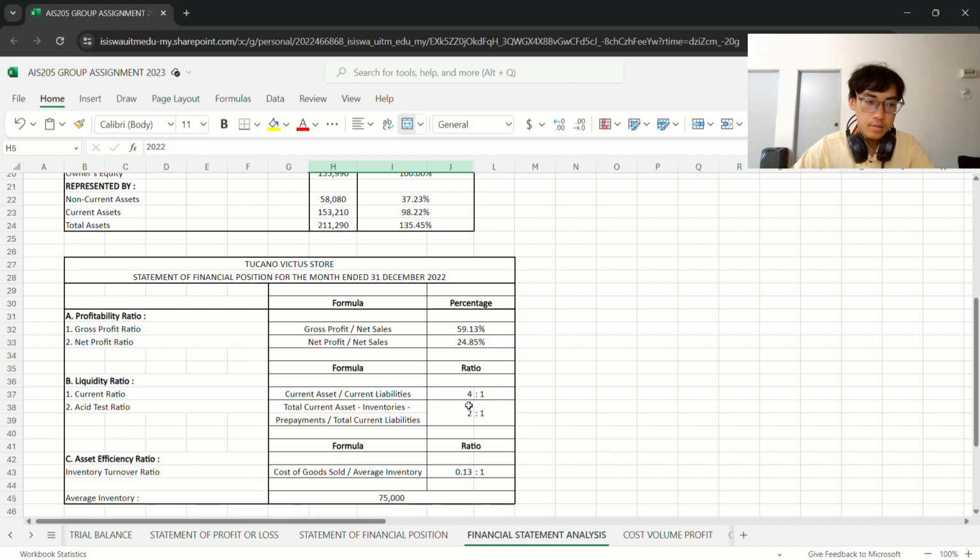While under the liquidity ratio, we also got acid test ratio. So the formula for the acid test ratio is total current asset minus inventories and minus prepayments, and then you divide all of that by the total current liabilities. We calculate that and then we'll get 2 ratio to 1.